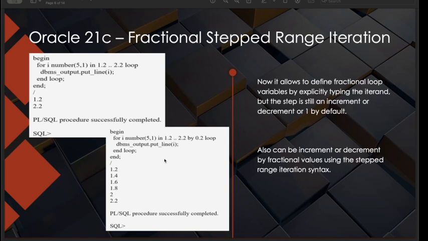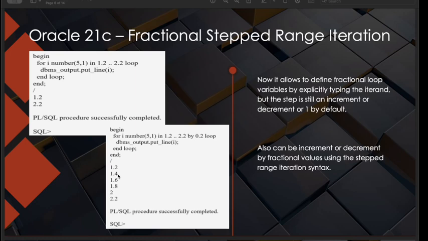It can also be an increment or decrement by fractional values using the stepped range iteration syntax. As you can see in the example, we are defining here for I and then the data type, because we want to specify the decimal in 1.2 to 2.2 by 0.2. Now the default is 1, so here we are saying no, make the step by 0.2. So you can see the result, it is stepping by 0.2. It is adding 0.2 each time.